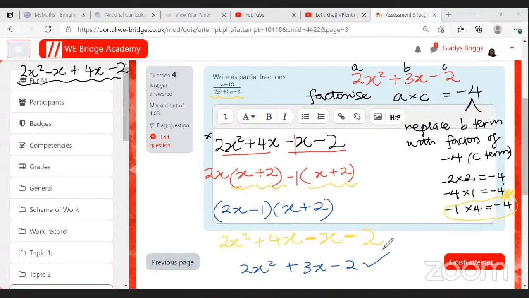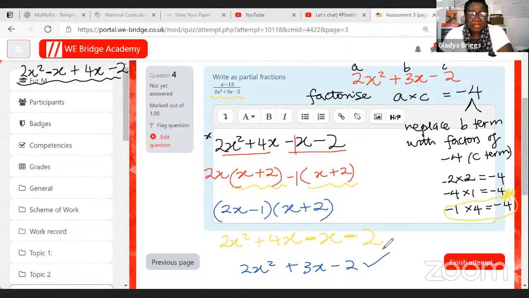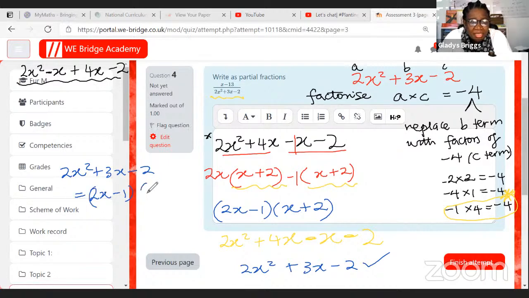So this is now written as factors. 2x squared minus x plus 4x minus 2 is the same. Oh, what am I doing? 2x squared plus 3x minus 2 is the same thing as 2x minus 1 and x plus 2. All right.